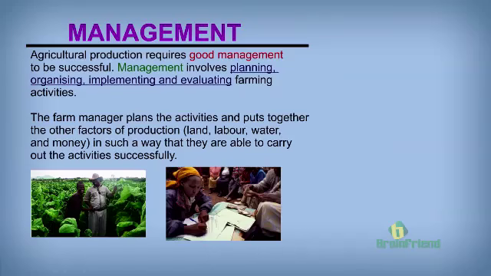The next factor of agricultural production is management. So agricultural production also requires good management in order for it to be successful. And management involves planning, that's the mental effort of planning and organizing how things are to be done in the farm. It involves organizing, implementing. By implementing, we mean carrying out the process that have been planned for.